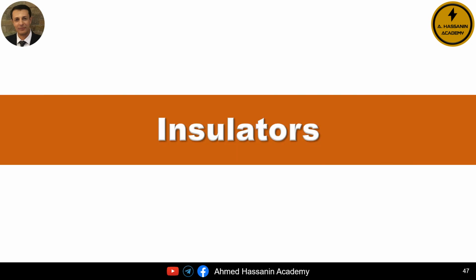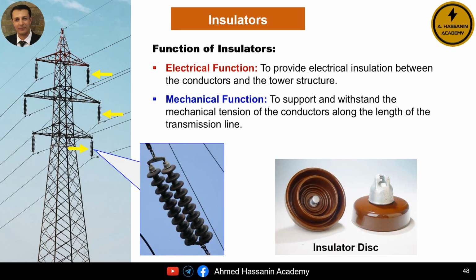The second component or part of the overhead transmission line is the insulators. At the beginning, it is very important to understand that the primary function of the overhead line insulators is, first, an electrical function, which is to provide electrical insulation between the conductors or phases from each other and between the phases and the body of the tower.